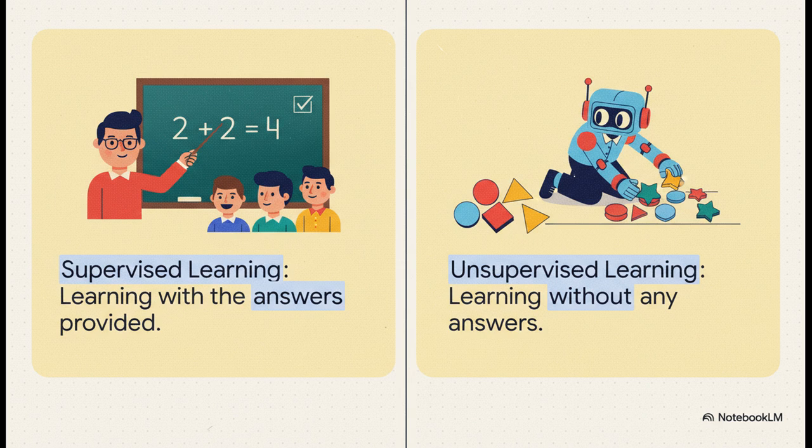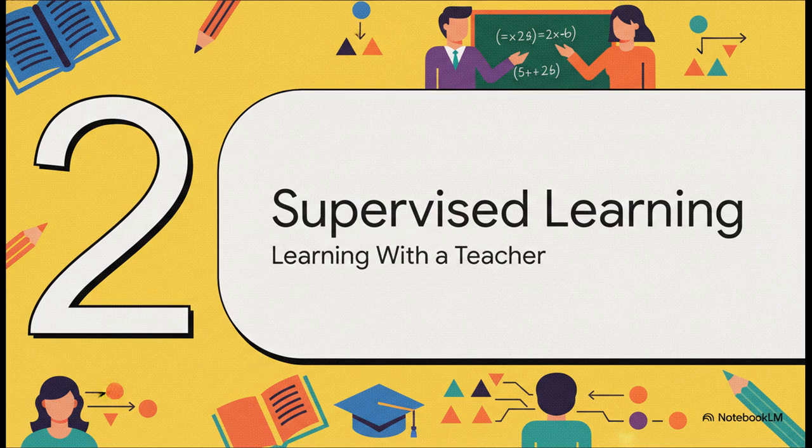When the AI gets to learn with all the answers provided, we call that supervised learning. But what about when it's just given the data and has to figure it all out on its own, with no answers? That's what we call unsupervised learning. So let's dive into that first method.